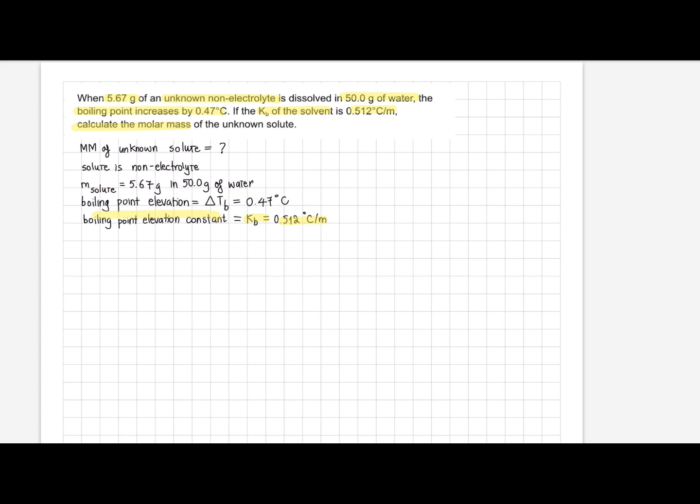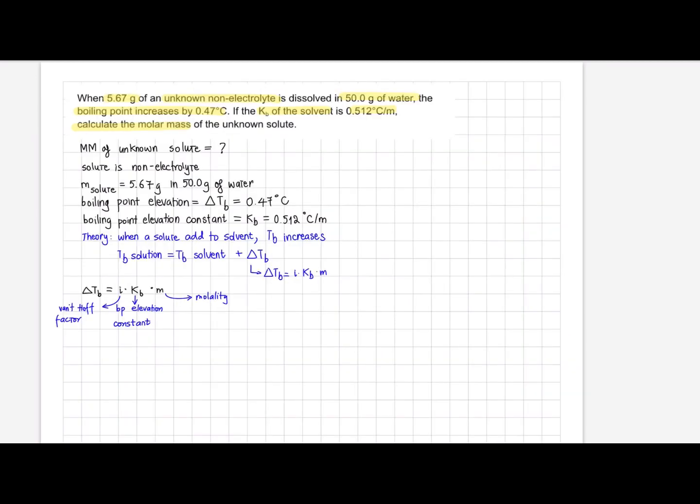So let's first talk a bit about the theory of what happens when you dissolve a solute into a solvent. When a solute is added to a solvent, there will be an increase in boiling point. In formula form, Tb of solution, the boiling point of the solution, equals Tb of solvent, the boiling point of the solvent, plus delta Tb, which is the boiling point elevation. And the formula for delta Tb is i times Kb times m. Here, i is the Van't Hoff factor, Kb is the boiling point elevation constant, and m is the molality of the solution.